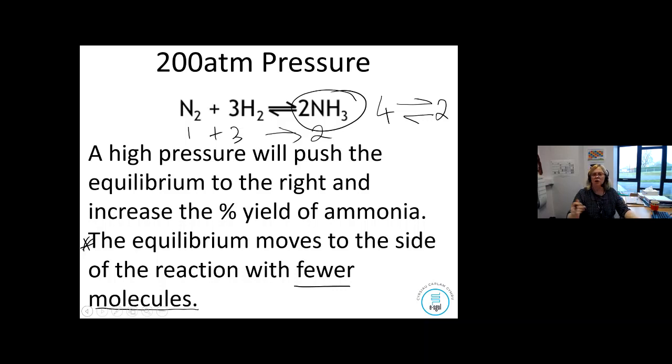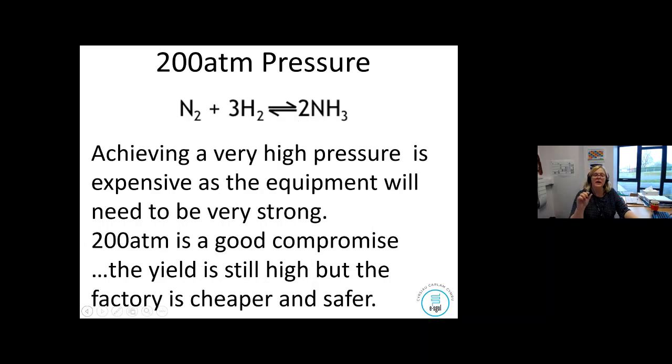Okay, so 200 atmospheres. If it's that good a thing, surely we should be doing it at 400 atmospheres or 500 atmospheres. Well, they only go as high as 200, and there's a reason for that. The reason is achieving a very high pressure, so even higher again, would be even more expensive. On top of that, as you increase the internal pressure of any system, it also brings with it a sense of health and safety. So to contain that system, the equipment used would need to be very, very strong.